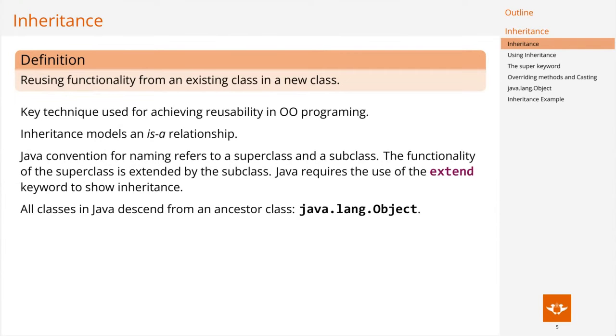And to show inheritance, we have the extends keyword. That will show inheritance. When we work with interfaces, and we'll see why we need to work with interfaces, we'll see another keyword being used in that location.